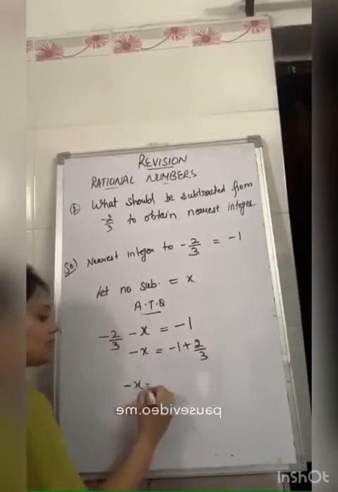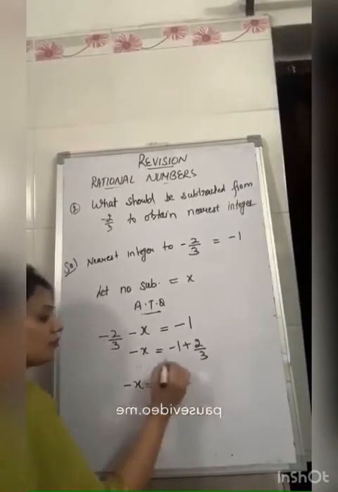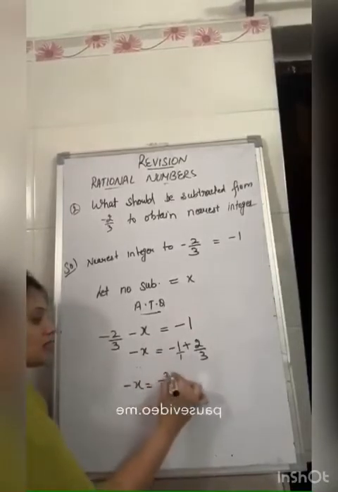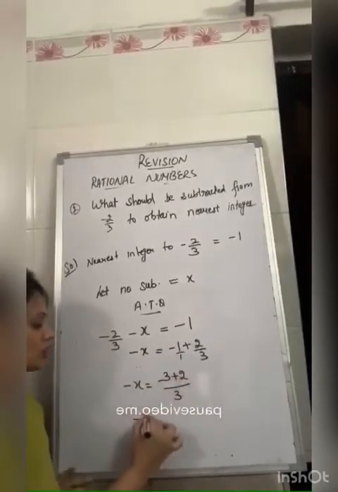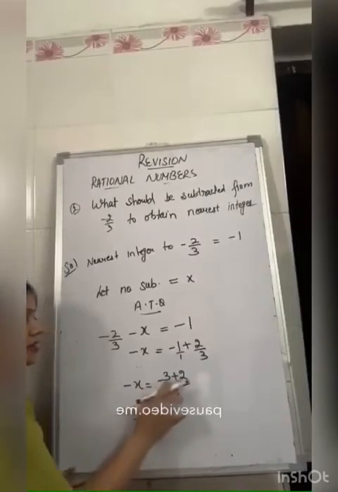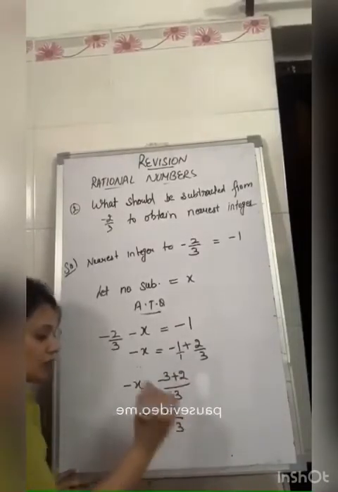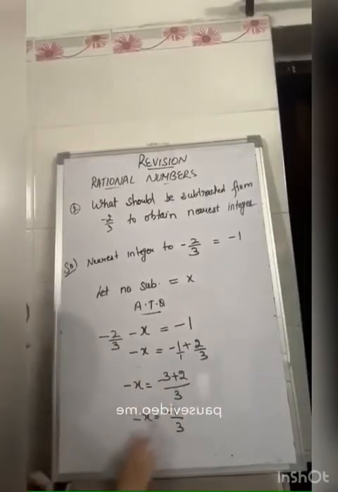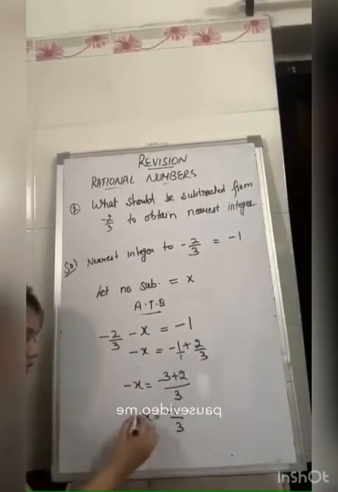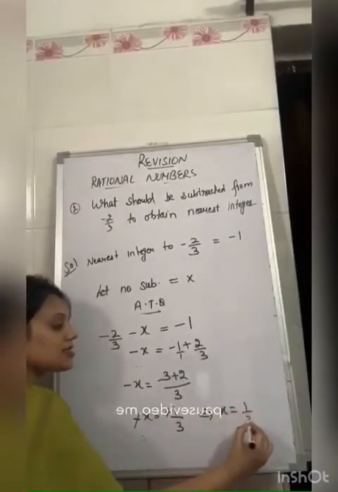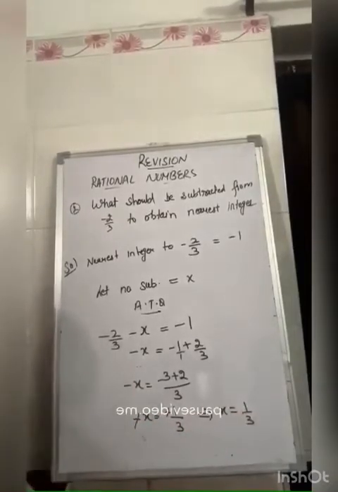Now minus x, LCM 3. 3 divided by 1 is 3. 3 into minus 1 is minus 3, plus 2. So minus x is equal to minus 3 plus 2, again minus 1 by 3. Now on both the sides we are having the negative sign, so it will get cancelled. We will get the value of x as 1 by 3.